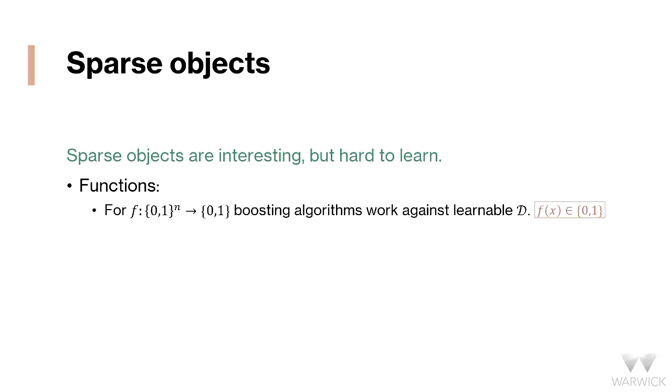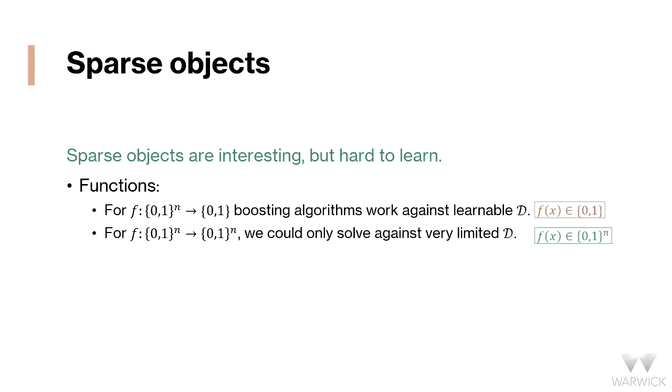We can look at a binary function as a dense object, because what we care about, f of x, is dense in its set of options. And we can look at a function that has a large range as a sparse object, because what we care about now, f of x, is still of size 1, but now its domain is huge. In the first case, standard boosting algorithms work. In the second case, we can only handle it with respect to a very limited set of distinguishers, which is less interesting, and I'm not going to discuss it.